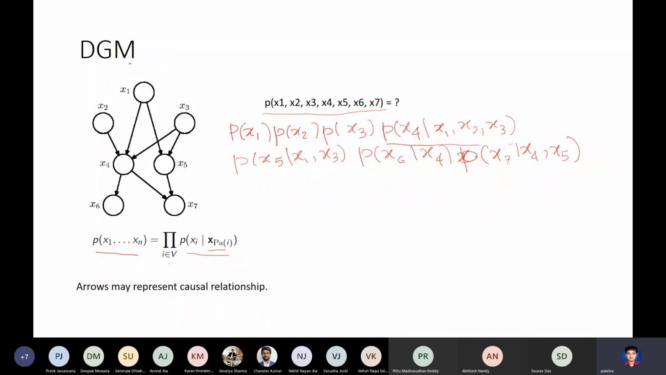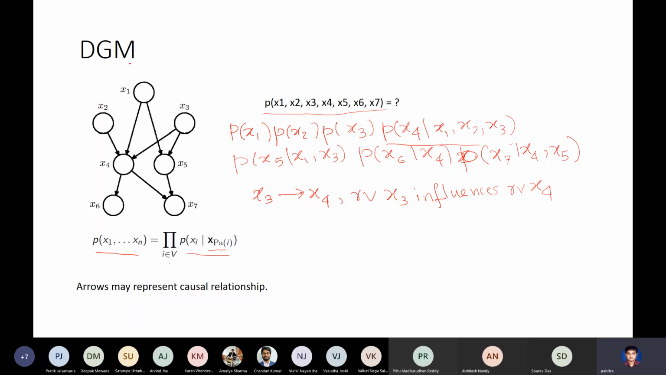As it turns out, I previously said that this doesn't give any additional information, but it actually does. This factorization does represent something called an influence. So it basically means that if you have an arrow from x3 to x4, it means random variable x3 influences random variable x4.